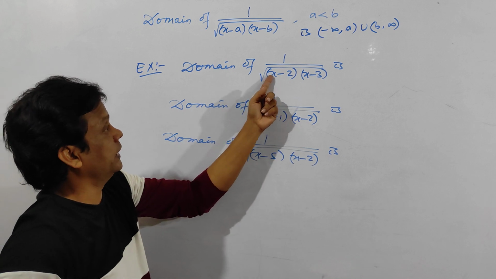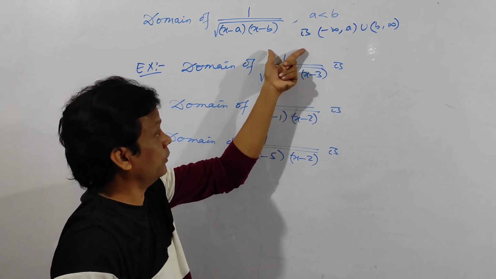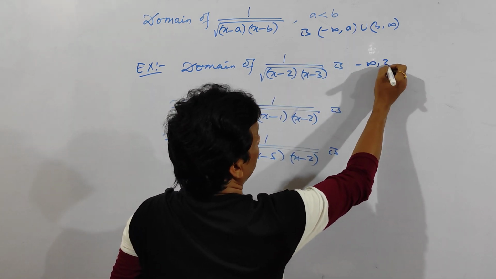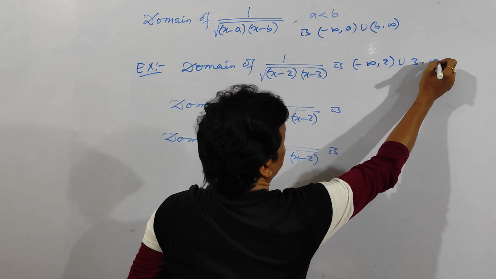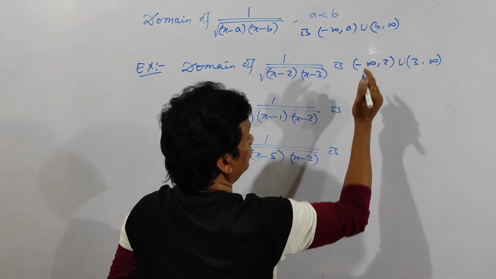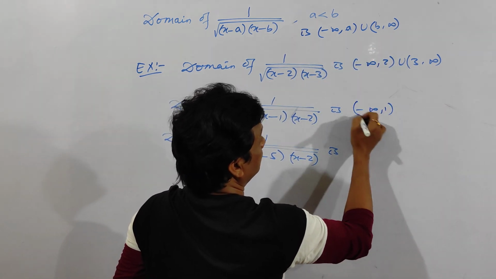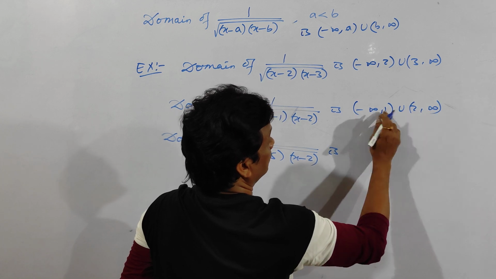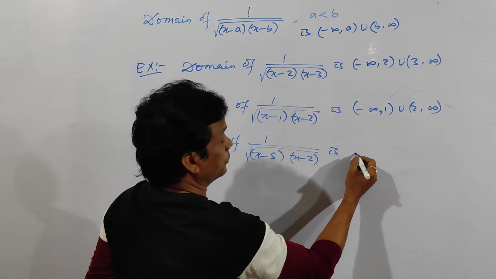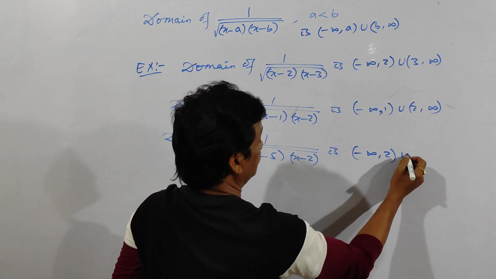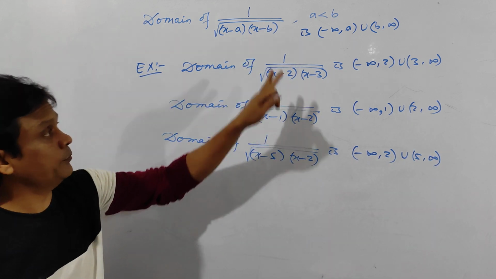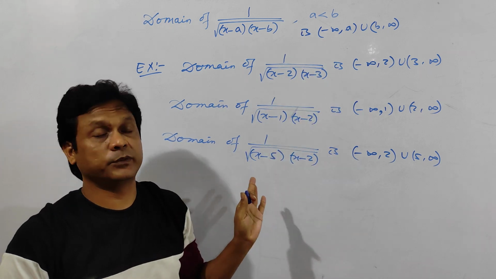Clear? See here, x minus 2, x minus 3 under root, and 1 by this one. So here a is 2, b is 3, so the answer is minus infinity to 2 union 3 to infinity. Here 1 and 2, 1 is less than 2, so minus infinity to 1 union 2 to infinity. And here this is a, this is b, so minus infinity to 2 union 5 to infinity. Clear? You should simply remember this formula and do these problems. Clear?